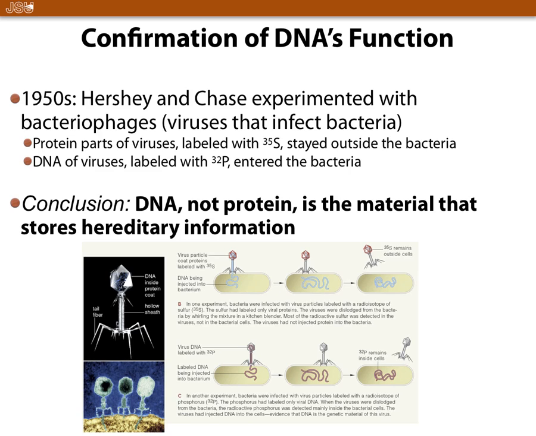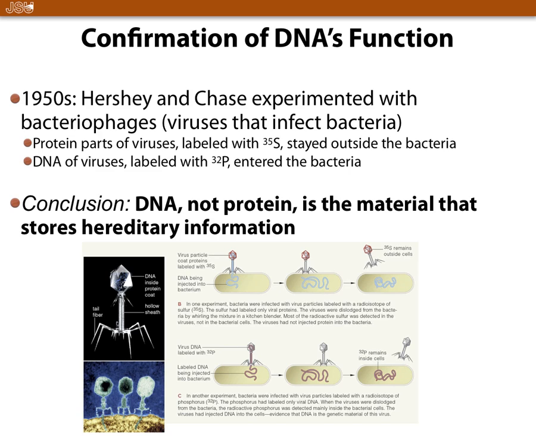Another set of experiments in the 50s. These experiments used labeled atoms. One labeling was sulfur. Sulfur is found in protein. Another labeling was phosphorus. That's found in DNA and RNA. They used a bacteriophage, which is a virus that affects a bacterium. And they traced the tag.